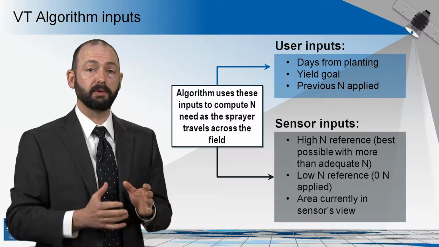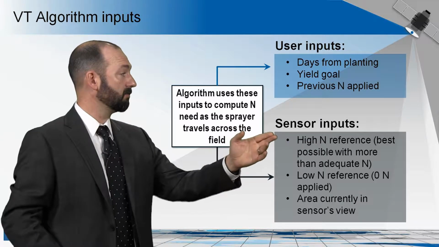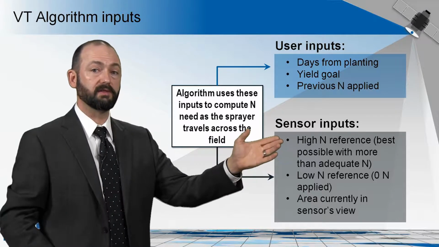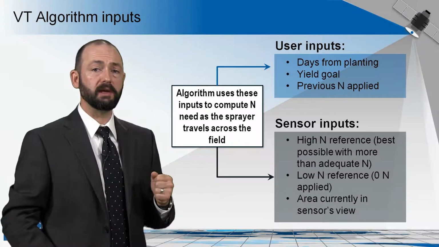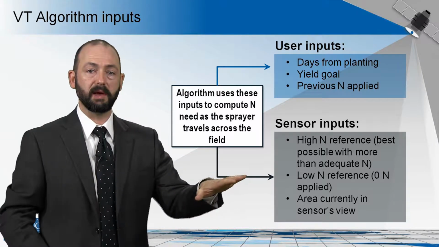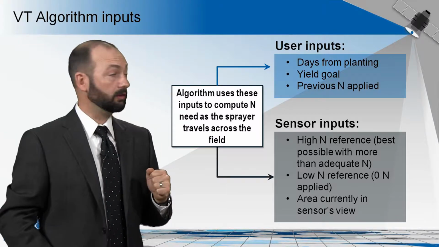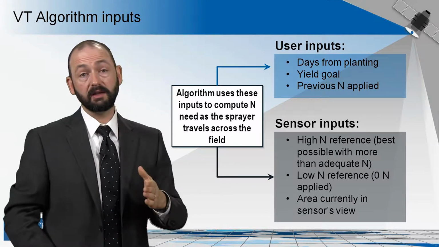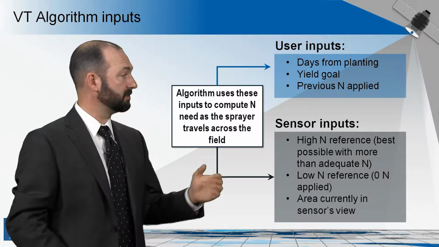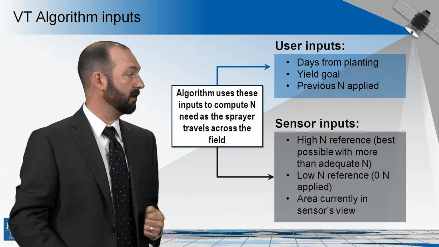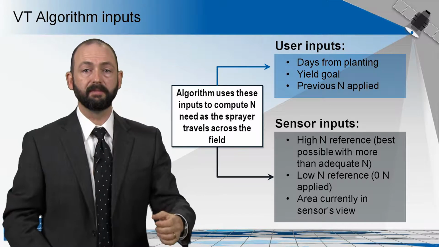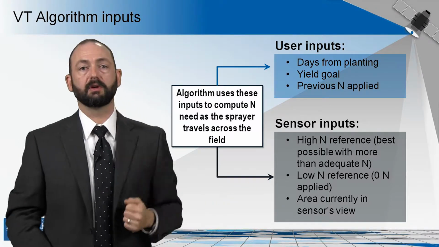But then there are sensor inputs. It's going to use the high-end reference area. The Virginia Tech algorithm requires that you put a strip out with more nitrogen than the rest of the field got. This should be, as best possible, more than adequate nitrogen, because what we want is to have that area be the best, greenest area of the field. The low-end reference area is unique to the Virginia Tech algorithm in that you need a strip with 0 nitrogen applied. And then the last thing is, as you travel across the field, you're getting the area currently in the sensor's view. The first 2 sensor inputs you get when you pull up to the field. The last one you get as you travel across the field.